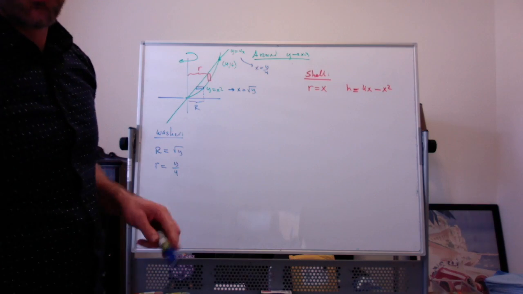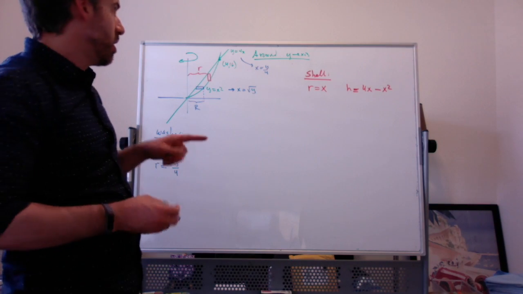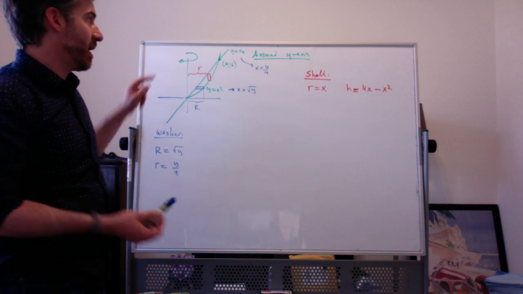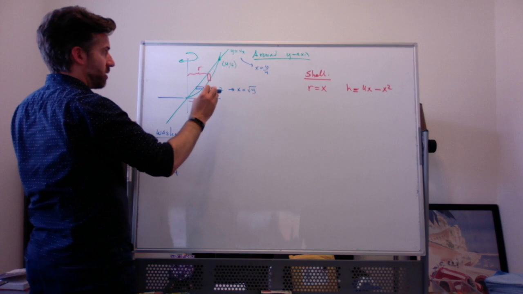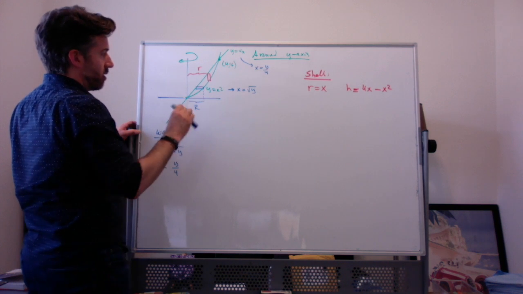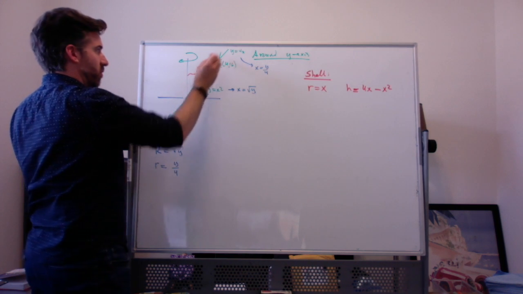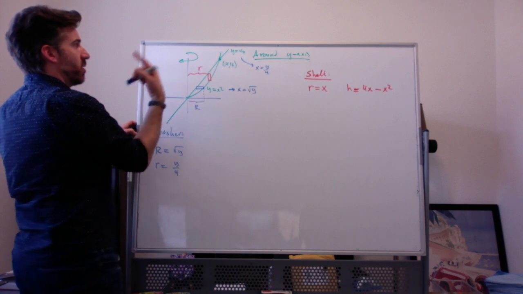Same region as the previous shell washer video, but now revolved around the y-axis. So it's still the region bounded by y equal to 4x and y equal to x squared. The points of intersection are still (0, 0) and (4, 16). But now we're going around the y-axis.